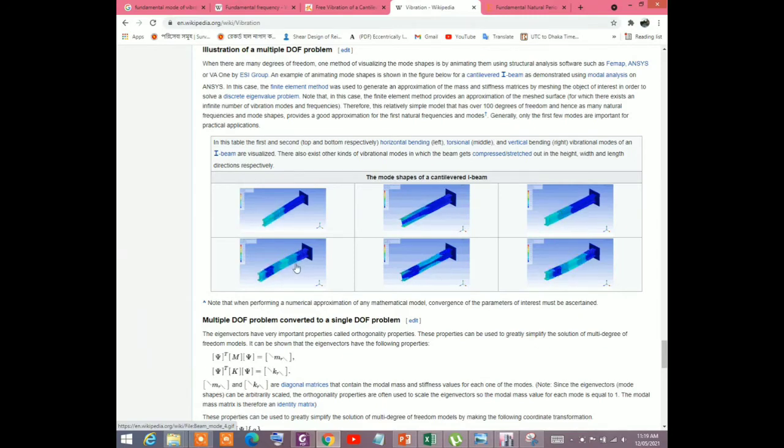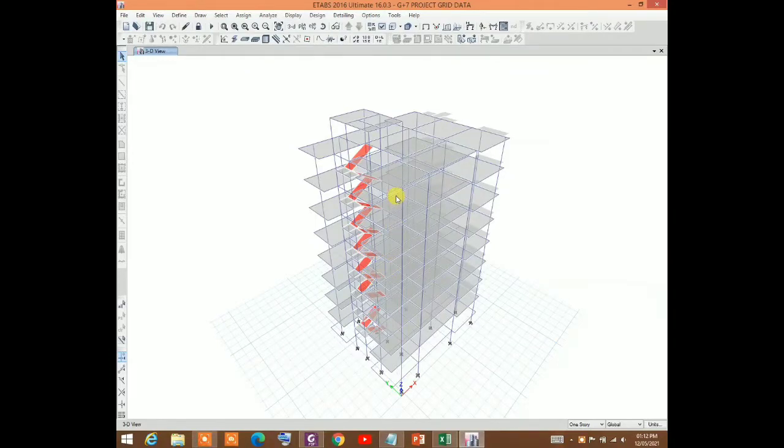This is not the fundamental mode of vibration because it is vibrating in two loops. This is also not the fundamental mode, because it is twisting, rotating about its own axis. This is the fundamental mode of vibration because it is oscillating up and down about its mean position in one loop. This is also not the fundamental mode because it is vibrating in two loops. I hope that you have understood this. Let me show you how to determine the exact fundamental period of the fundamental mode of vibration of a building structure in ETABS. So let us start.